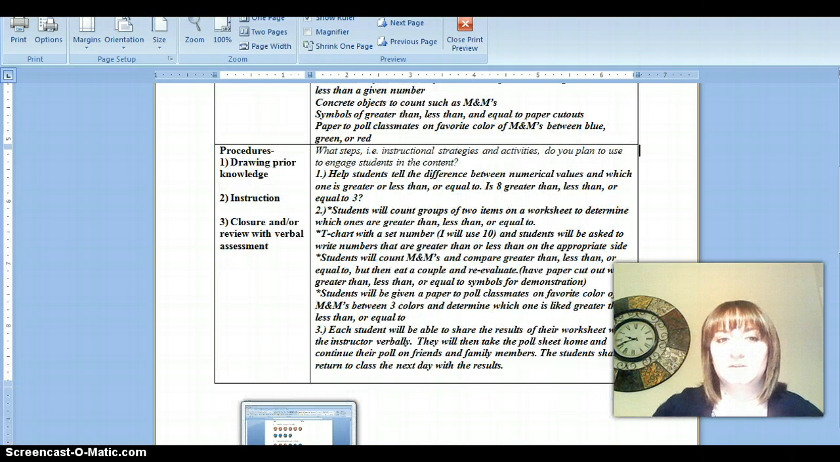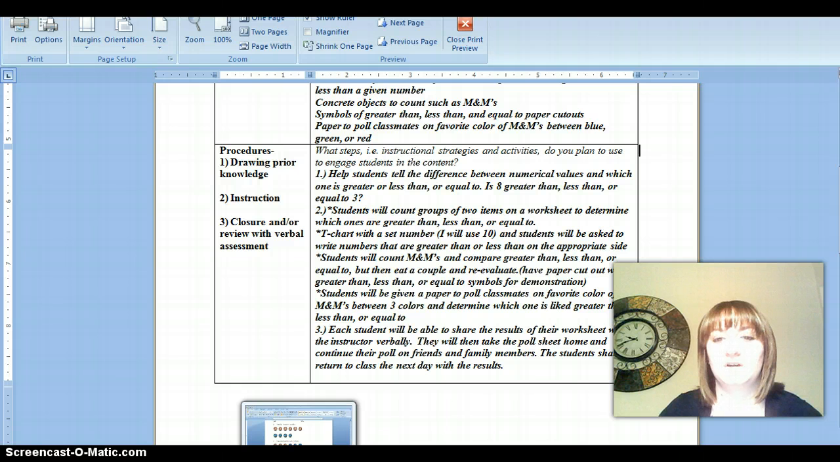The procedures: drawing prior knowledge, help students tell the difference between numerical values and which one is greater than, less than, or equal to. Instruction: students will count groups of 2 items on a worksheet to determine which ones are greater than, less than, or equal to.